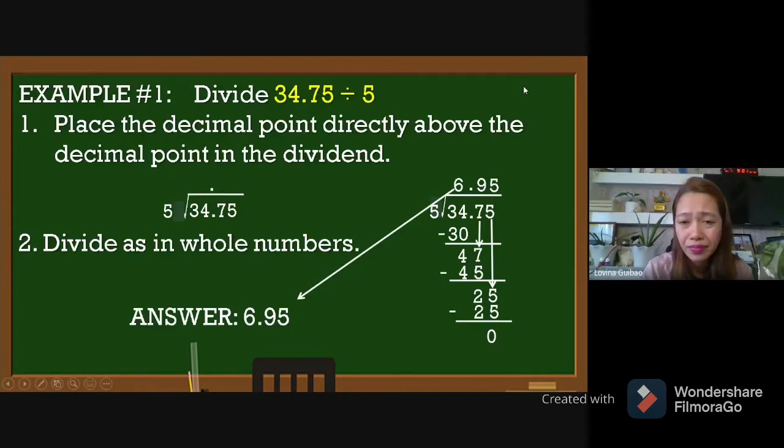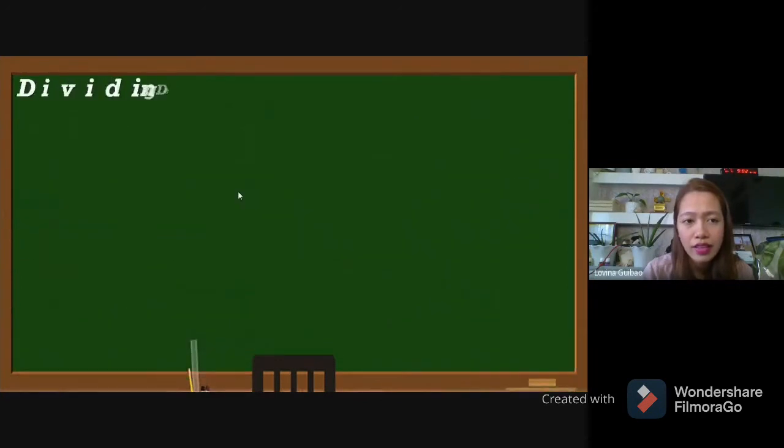Madali lang, di ba? Para ka lang nag-divide ng whole number. Yung pagkakaiba niya lang, meron siyang decimal point. So, paano malalaman saan ilalagay decimal point? Kahanay siya ng decimal point sa dividend. This is the dividend. This is the divisor. First step, ilagay ang decimal point at mag-divide na parang mag-divide ka ng whole number. Alright, let's go to our next.